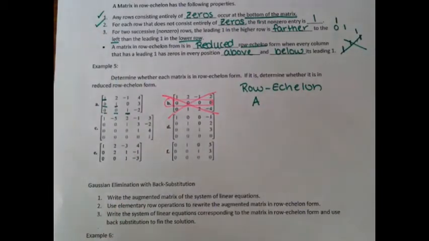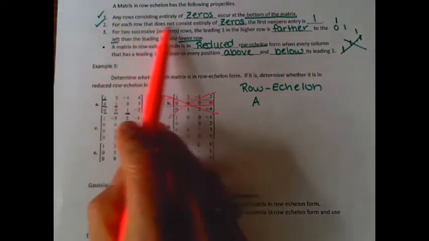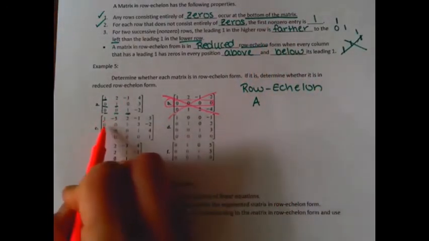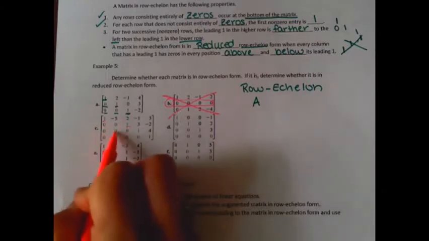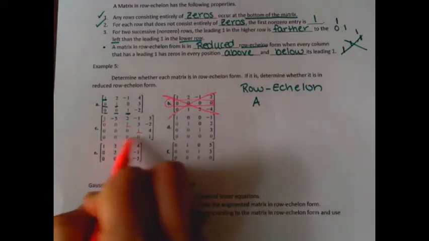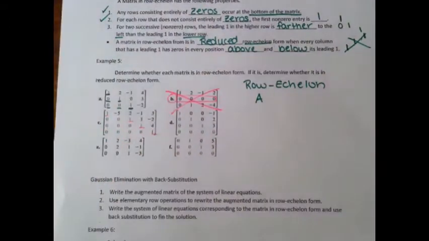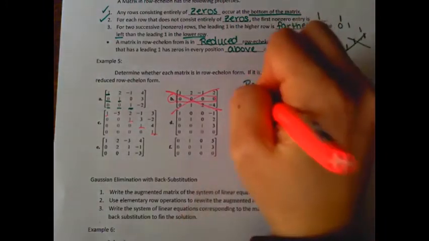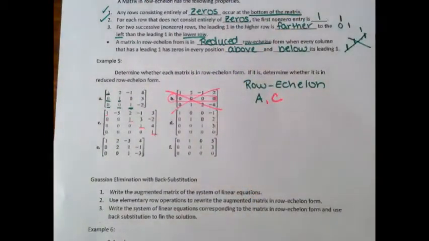No, we're good. All right. For each row that does not consist entirely of zeros, the first number is 1. So let's see. That starts with 1. Good. 0, 0, 1. Good. 0, 0, 0, 1. Good. 0, 0, 0, 0, 1. That's good. Okay. Then do my ones, is the row above to the left, or are my ones going down diagonally? Yes, they are. So C is also in row echelon form.